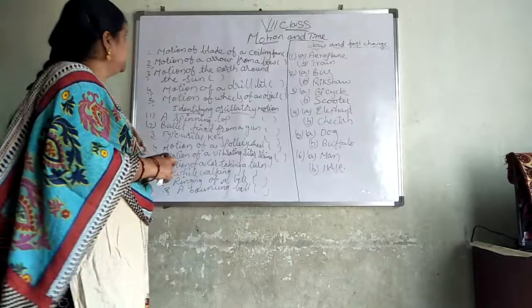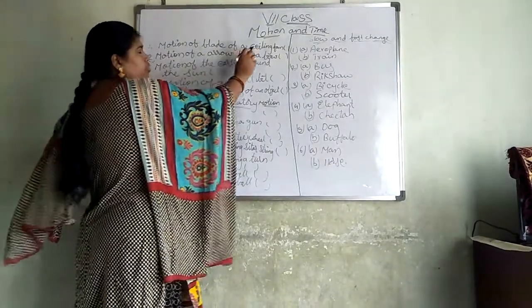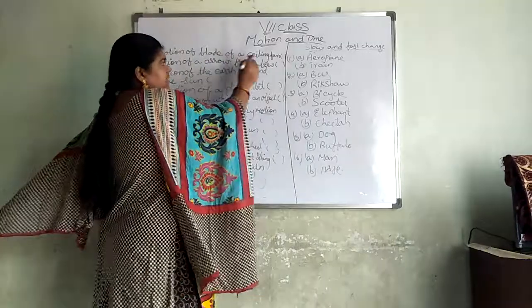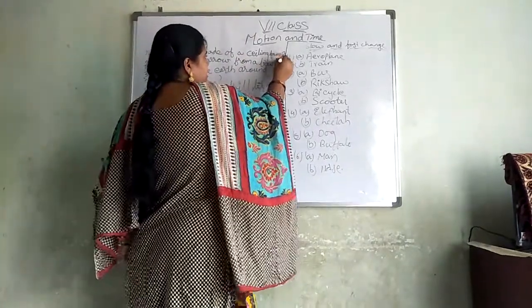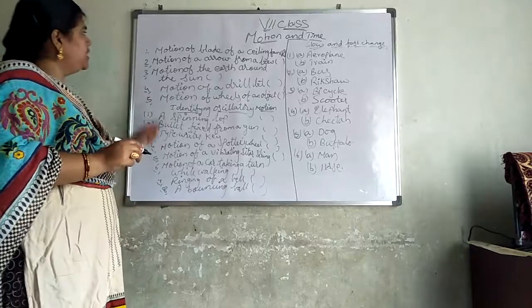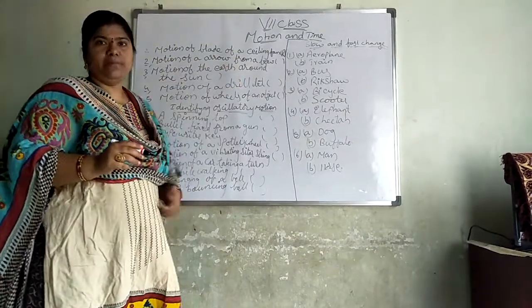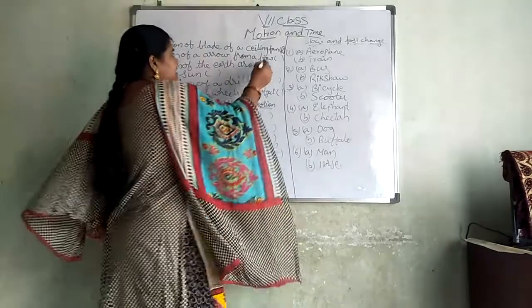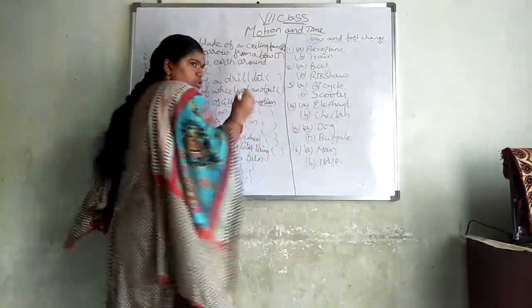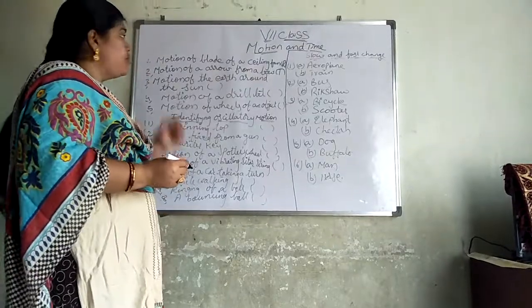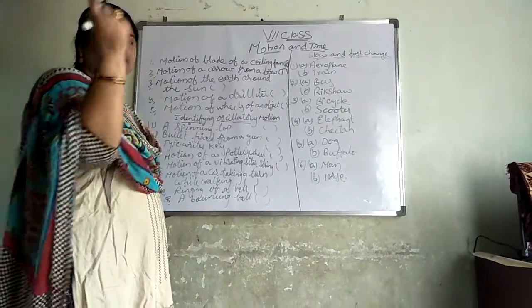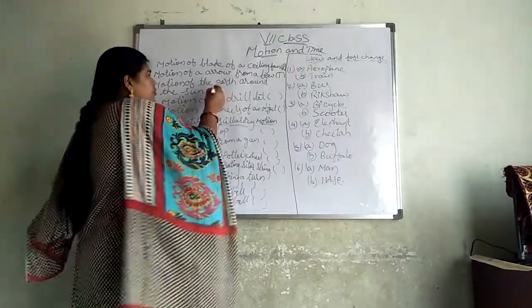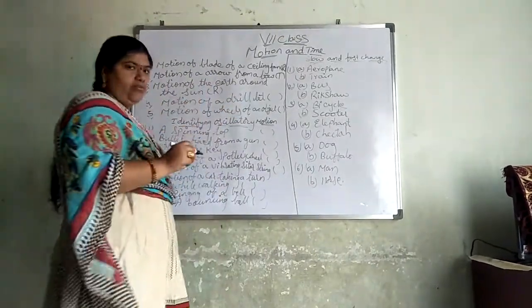The first one is here, motion of a blade of a ceiling fan. Which motion is it? It is a rotatory motion. Next one, motion of an arrow from a bow. We know that the arrow will go straight, so we will say it is a translatory motion, which is going in a straight line. Motion of the earth around the sun. What will happen to the earth? The earth revolves around the sun, so it is a rotatory motion.